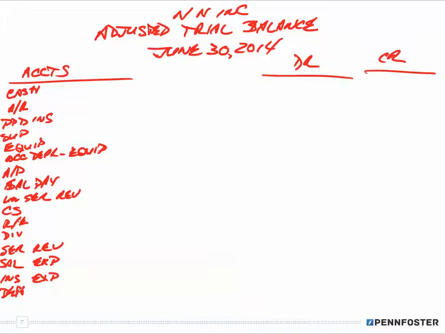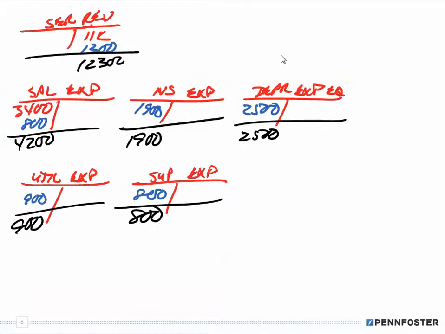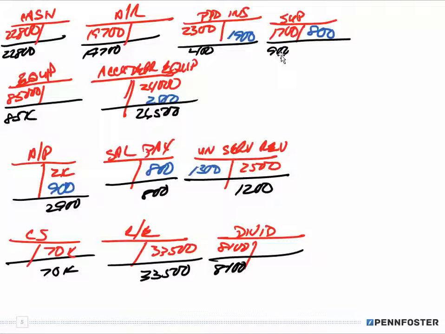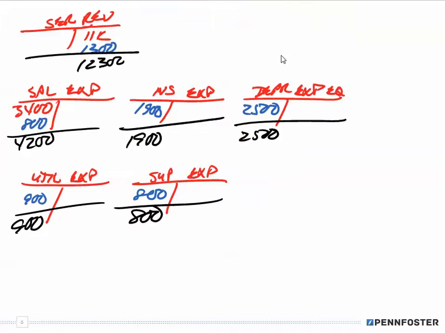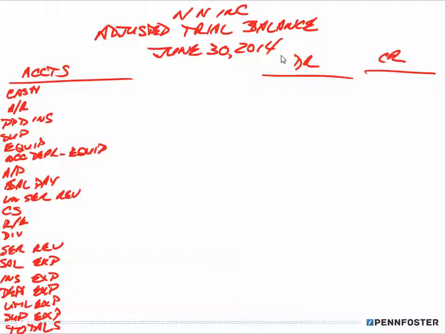So I have depreciation expense, utility expense, and supplies expense. And then of course I'm going to have a total for my totals. So all I'm doing then is transferring the information from my ledger accounts here, the balances in these accounts, to my adjusted trial balance.